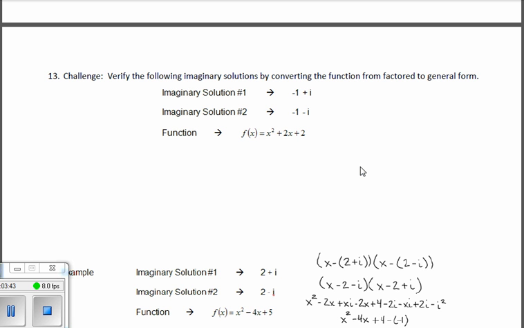It's a little cryptic, but I don't want to take away the challenge of the challenge problem. All right, that's all I have.